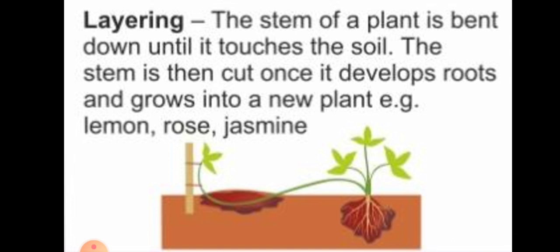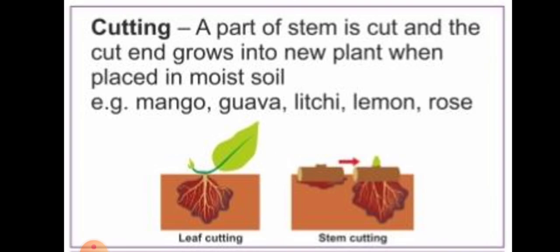Examples: lemon, rose, jasmine. The next artificial vegetative propagation method is cutting.